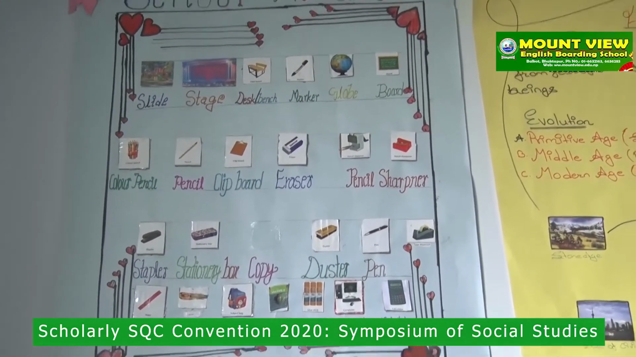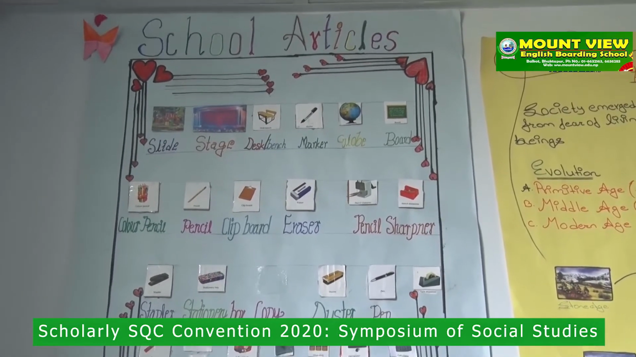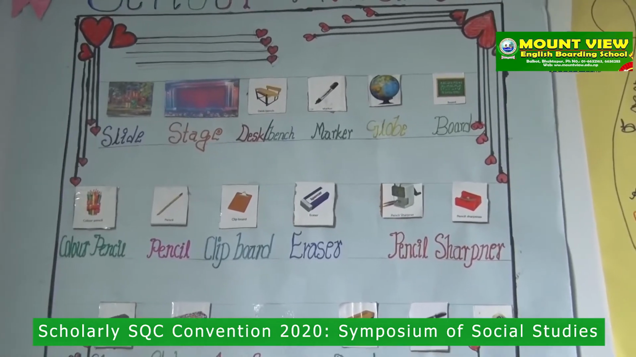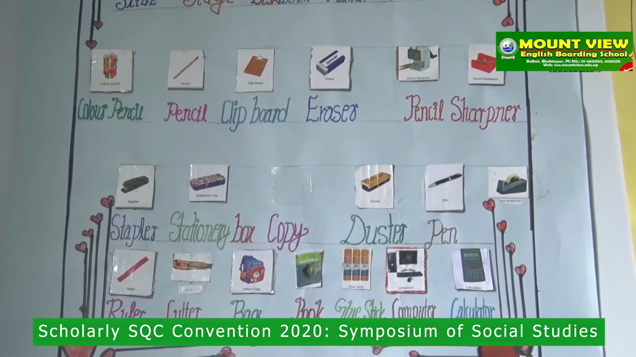And there are some school articles which are essential for the students for reference of the school. There is a slide where children can get entertainment, stage, desks and benches, markers, globe, board and others.